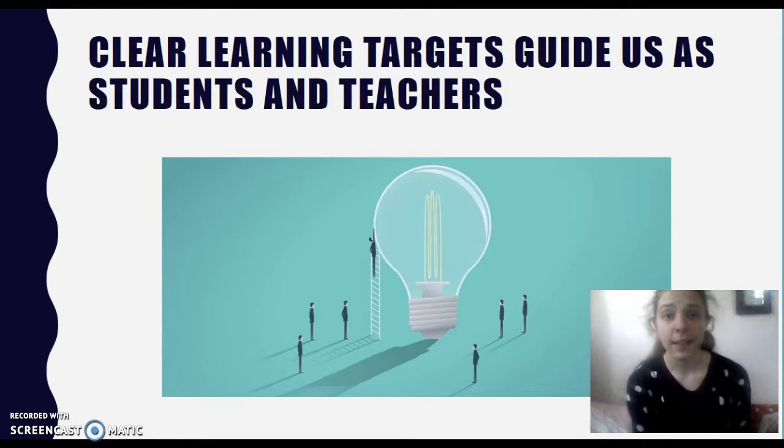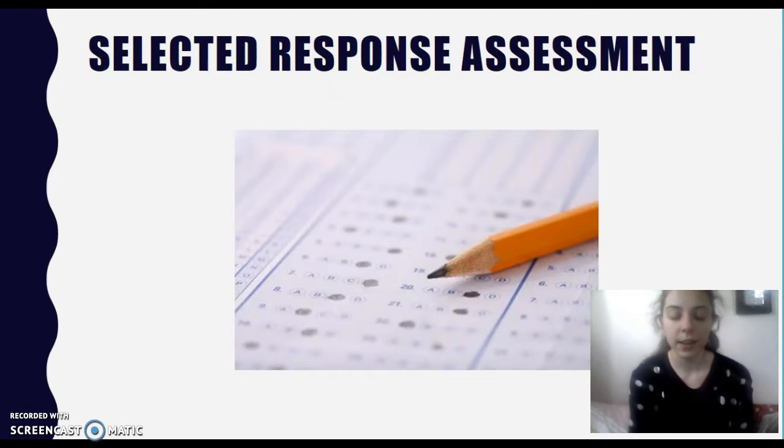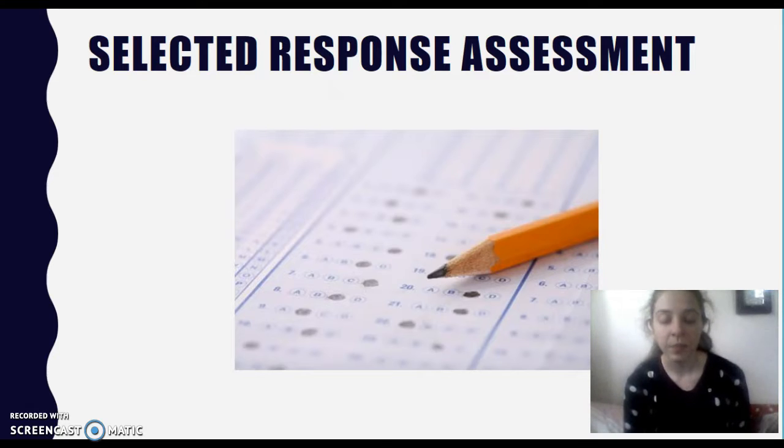Clear learning targets guide us as students and teachers. They determine how we track achievement and ultimately grades. It guides instruction, assignments, formative assessments, and summative assessments as well. Selected response assessments. These are a good choice for knowledge level targets, but also for a number of patterns of reasoning. They include multiple choice, matching, true or false, and fill in the blank. There is one right or best answer, and there's more wrong answers than right answers.